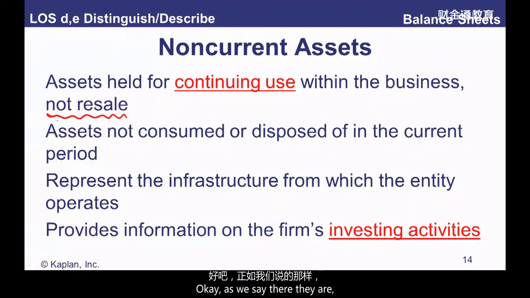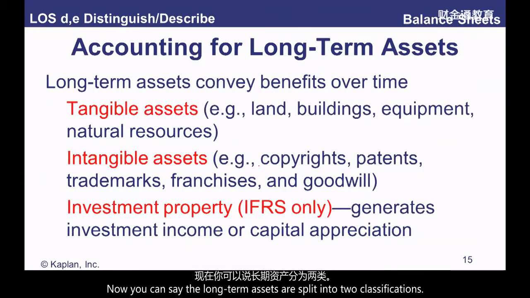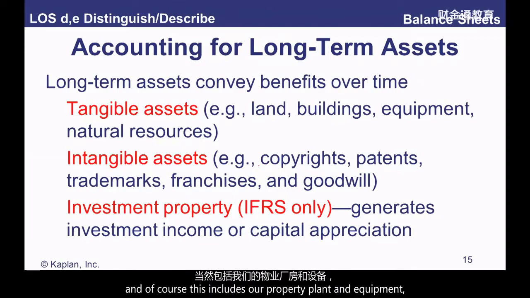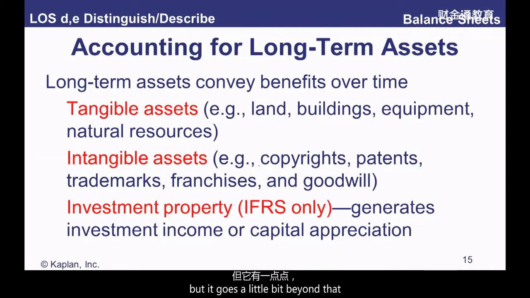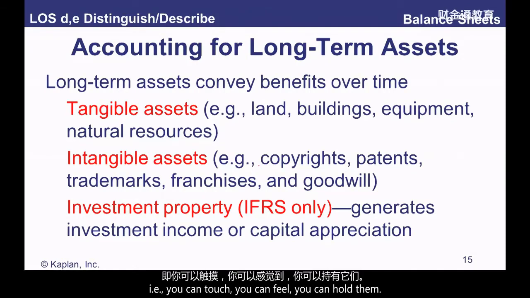Okay, so as we said, there they are. They're the infrastructure from which the company operates. In terms of cash flow, they're going to go through our cash flow from investing, CFI. So they're the investing activities of the company. Now, you can see our long-term assets broadly split into two classifications, our tangible assets, and of course this includes our property, plant and equipment, but it's a bit beyond that. It would include any natural resources that the company owns as well. So our tangible assets are simply assets with physical form, i.e. you can touch, you can feel, you can hold them.